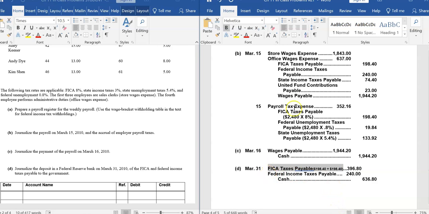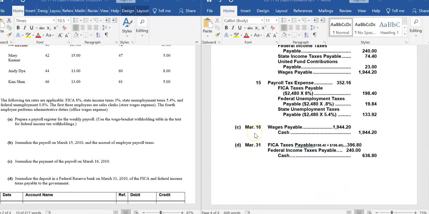They also need to pay the employee's federal income taxes payable. Debiting both those liabilities decreases them, and they pay them by depositing the cash into the Federal Reserve, which means they are crediting their cash for the total amount that they are depositing.